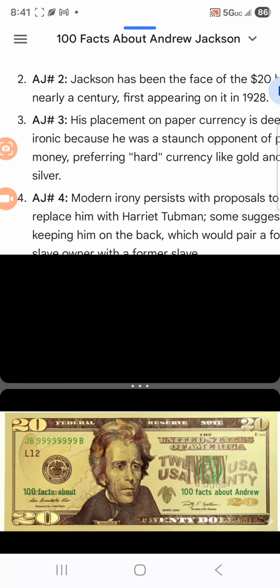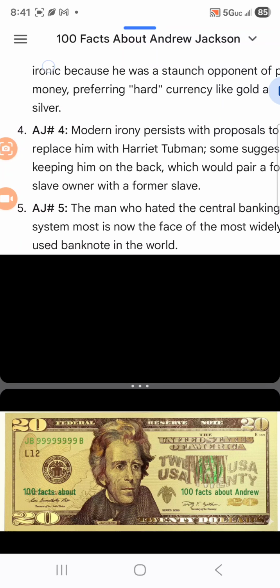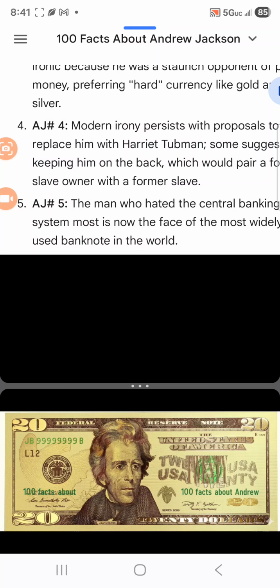AJ number 4. Modern irony persists with proposals to replace him with Harriet Tubman. Some suggest keeping him on the back, which would pair a former slave owner with a former slave. Yeah, isn't that messed up? They think the alternative to Jackson being on the $20 bill is literally to put him with a slave, putting a victim with their perpetrator. That's pretty dumb. That's like putting a lamb with a wolf.